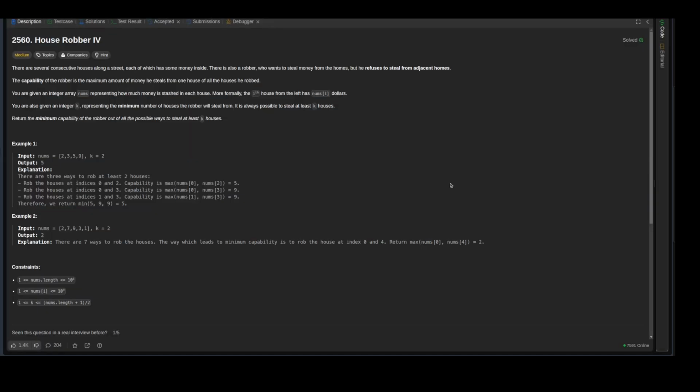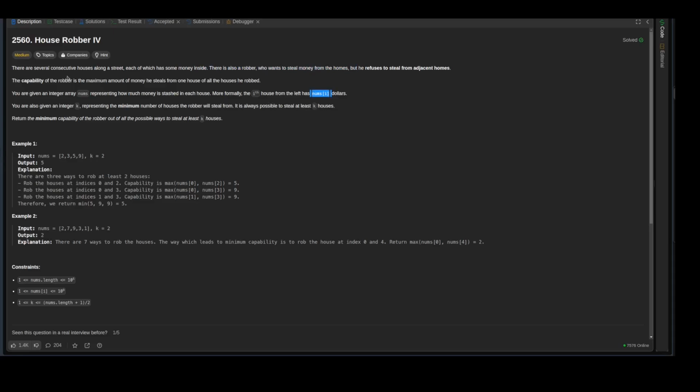Hello guys, let's solve today's daily challenge problem, that is House Robber 4. The problem states that there is an array given. There are houses, homes on a street. The street basically represents a single line, an array, and each home has some amount of money. So nums[i] tells me how much money is in the ith home.